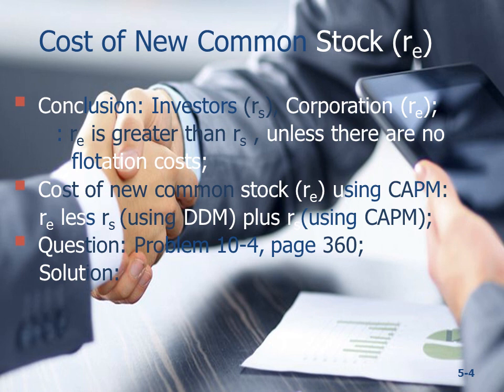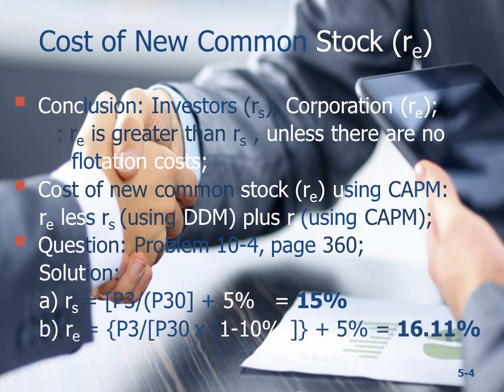So R sub S, cost of internal equity. The solution: 3 pesos divided by 30 plus 5%, you get 15%. For letter B, what if the flotation cost is 10%? What is the cost of new common stock? You just apply the flotation cost to the stock price, so it will be reduced. So 3 pesos over the quantity 30 pesos times the quantity 1 minus 10%, or 0.9, plus 5%, you get 16.11%.